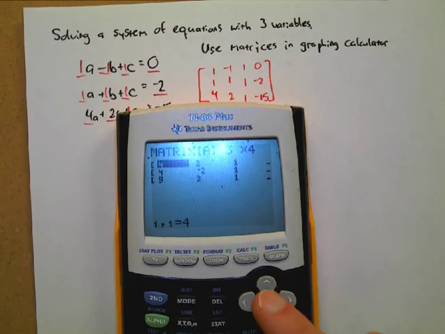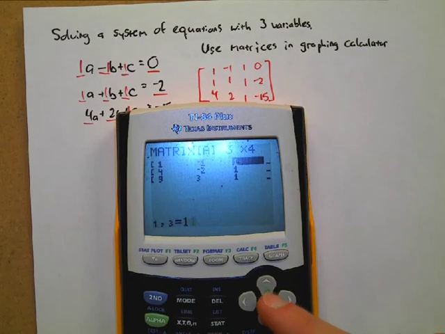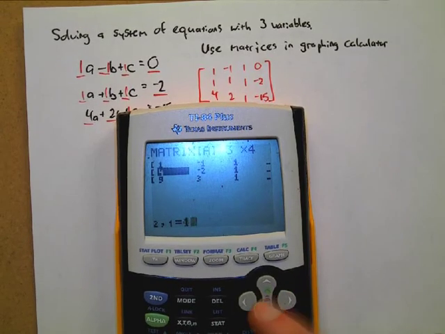Okay. So far, so good. And we're going to type in all these numbers. So 1, -1, 1, 0. And then 1, 1, 1, -2.